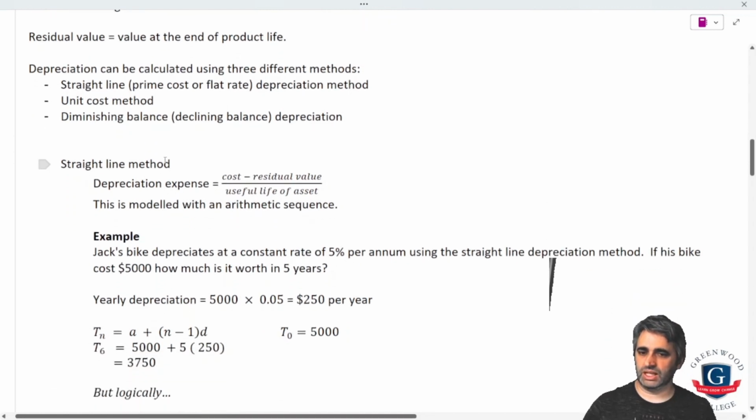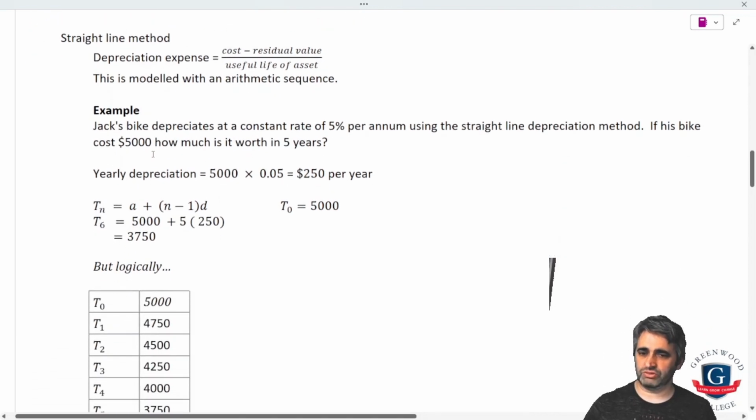We can depreciate products using 3 different methods: a straight line or flat rate depreciation method, a unit cost method, or a diminishing balance method. In the straight line method, all we do is work out the depreciation in the first term and then apply it for all future terms. It's just like an arithmetic sequence. What is an arithmetic sequence? You have to be a little bit careful with it, though. I'm going to show you one case where it doesn't quite behave like an arithmetic sequence like you think it would.